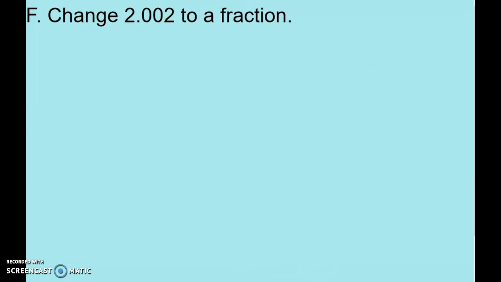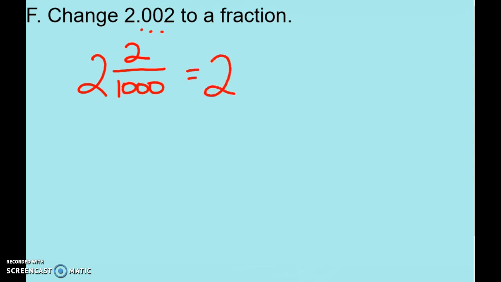Change 2.002 to a fraction. So option 1 is, how do you say that with the correct tens value? 2 and 2 thousandths. Okay? So remember, this is your tenths, your hundredths, and then your thousandths. So we would reduce that. They're both even. I'm going to divide by 2 on the top, and I get 1. If I divide by 2 on the bottom, I get 500. 2 and 1 500th is our answer.